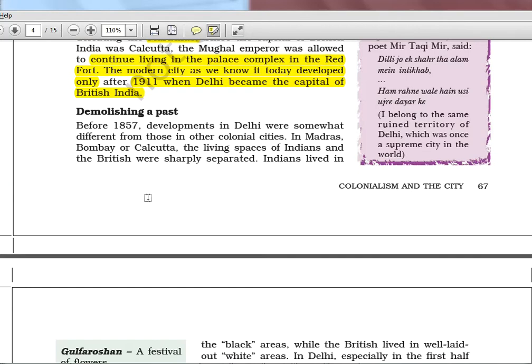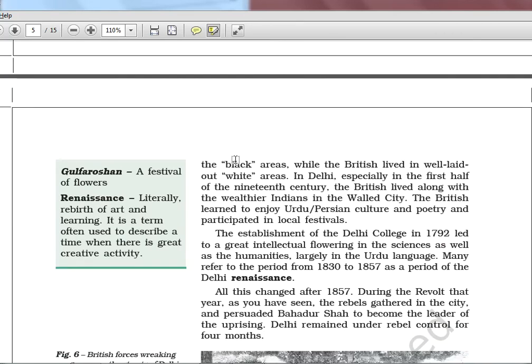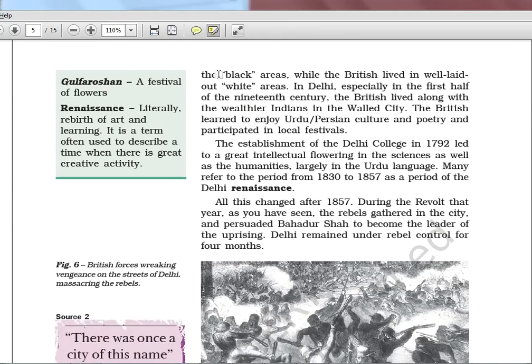Demolishing a past. Before 1857, developments in Delhi were somewhat different from those in other colonial cities. In Madras, Bombay, or Calcutta, the living spaces of Indians and the British were sharply separated in the three presidencies. Indians lived in the black areas while the British lived in the well laid out white areas. This we have seen in some other chapter also, like black towns means it is a place where Indians had to reside, or Indians had to stay away from the white towns.